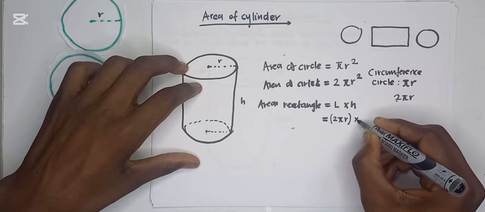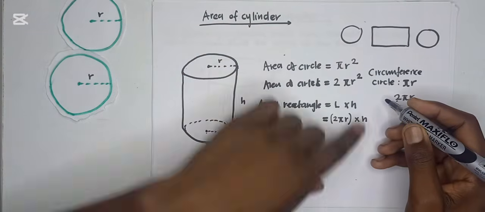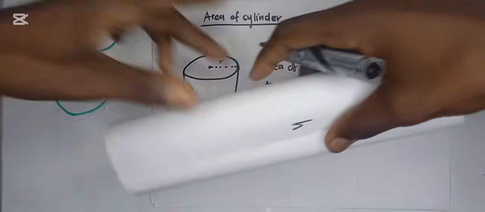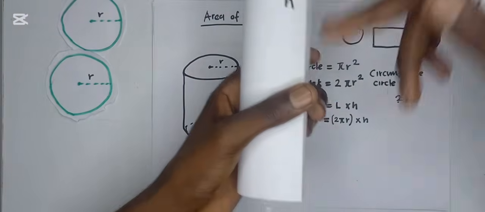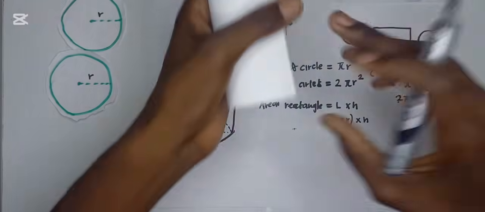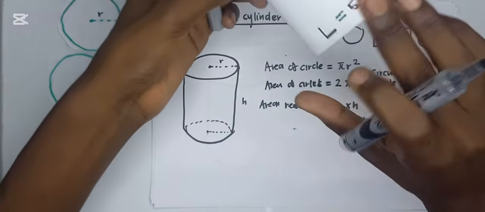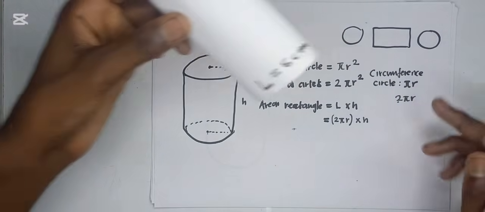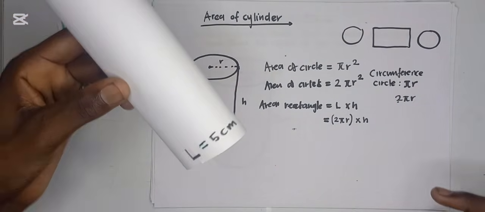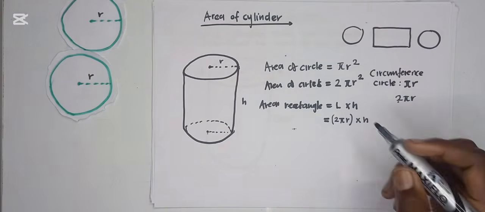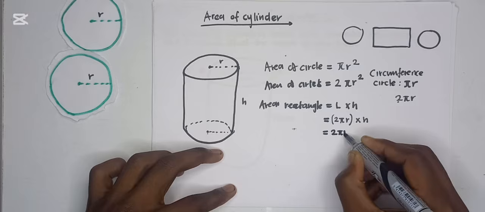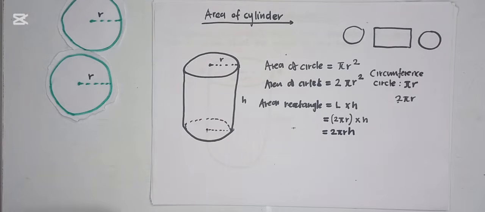Then we'll multiply by the h. Look at the h, it's still going to be the same. Why? Because when we fold this, the h, if it is 5, is not going to be affected. But the L, when we fold, is no longer going to be 5 centimeters because it's going to be round, and that round is a circumference. So the area of this rectangle is going to be equal to 2 pi r h.